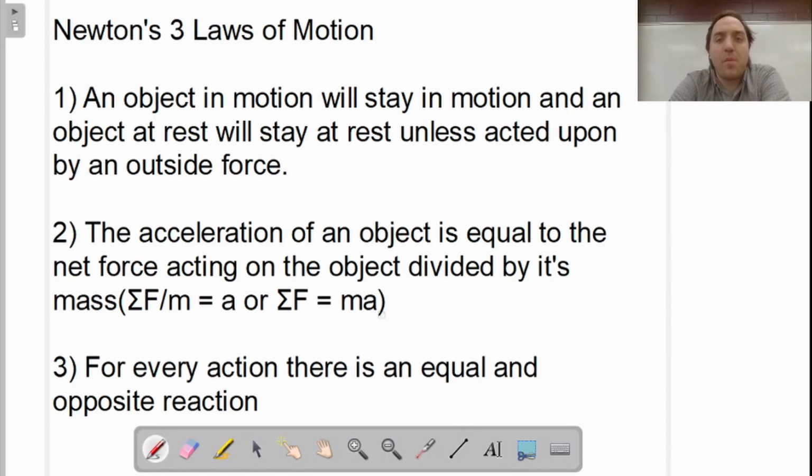Hello and welcome to this video on momentum. Specifically, we're going to talk about what is momentum, how do we calculate it, and how does momentum work within a system. A long time ago, we talked about Newton's three laws of motion.